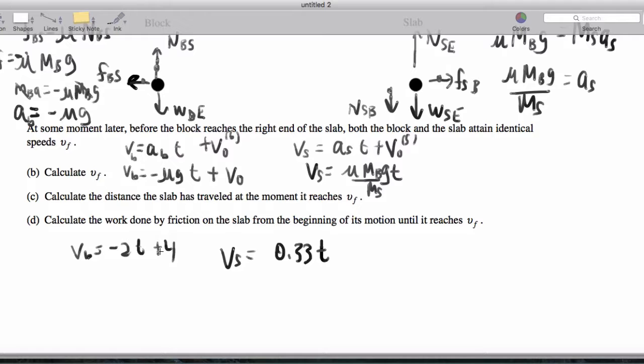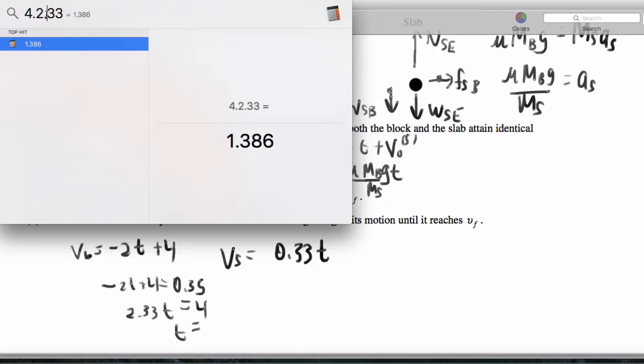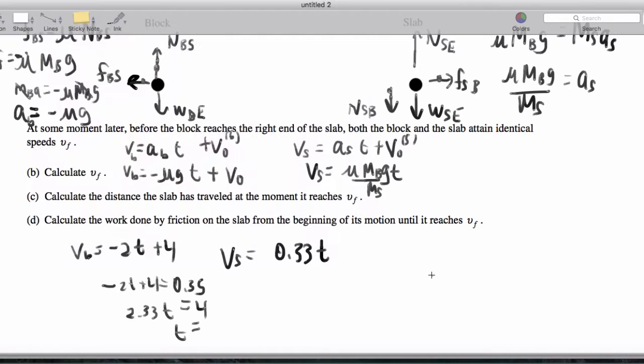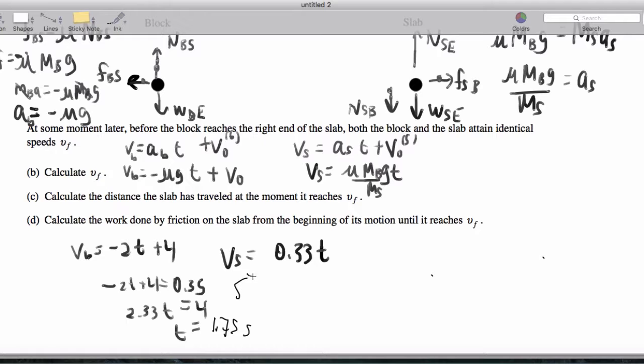Now we can set these equal to get the time. So we get negative 2t plus 4 is 0.33t. We get 2.33 times t equals 4. T ends up being 4 divided by 2.33. Yeah, so about 1.72 seconds. And when we actually solve for that speed, we end up getting about 0.57.